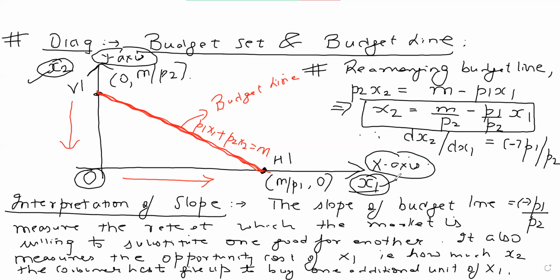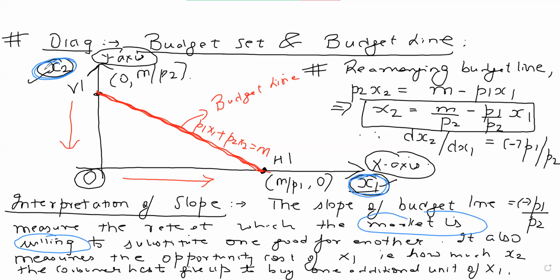So when we talk about slope of the budget line, it is measuring the rate at which the market, not the consumer, is willing to substitute one good for another. It also measures the opportunity cost, that if the consumer buys an additional unit of X1, how much X2 the consumer has to give up. Not willing to give up, has to give up. Given the market, how much X2 the consumer has to give up to buy one more unit of X1. So the slope of the budget line measures the market's willingness, not the consumer's willingness.